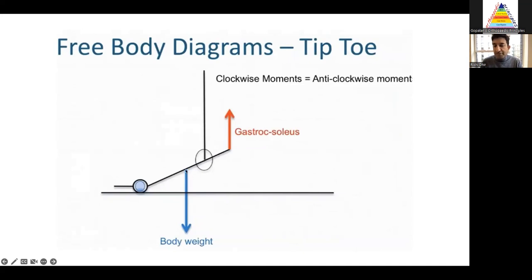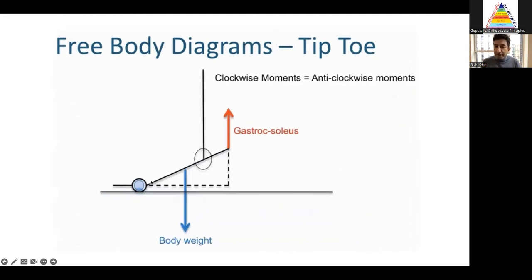What are the forces? So the body weight basically is going down. That's your clockwise moment. And the gastrosoleus is going up. That's your anti-clockwise moment. Remember the equation? Sum of clockwise moments equals sum of anti-clockwise moments because it's in static equilibrium.